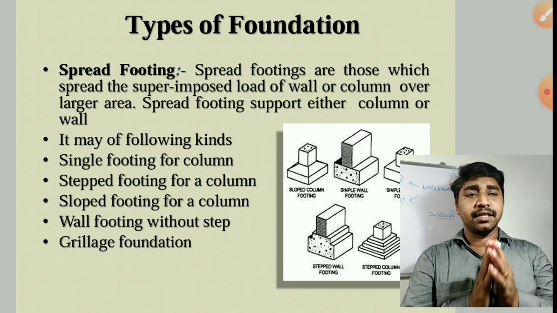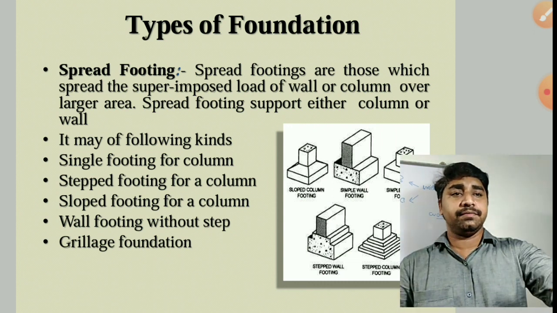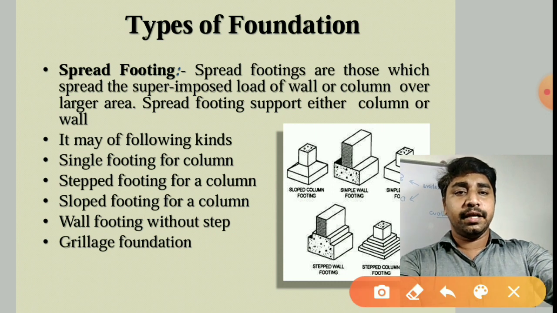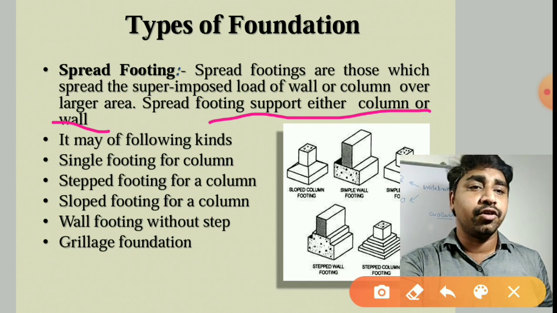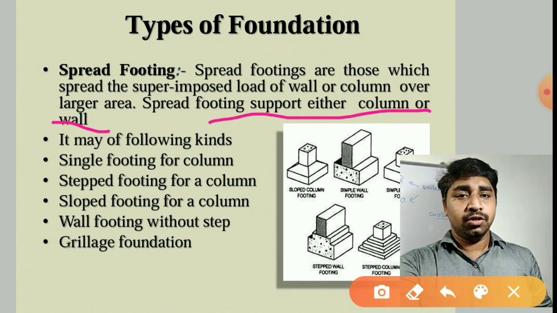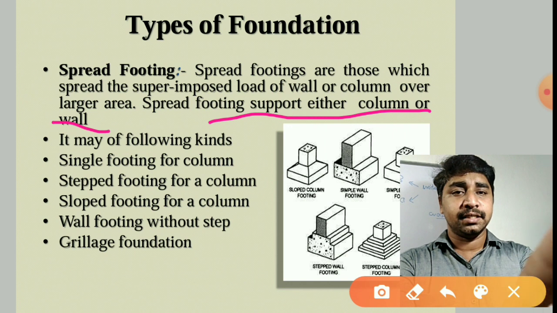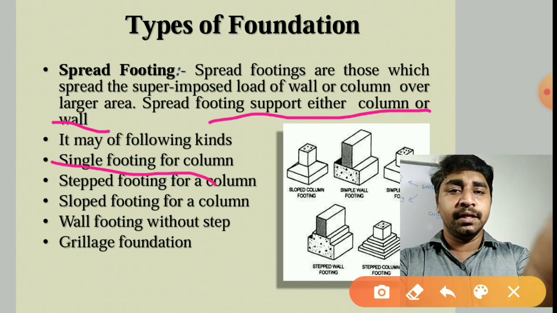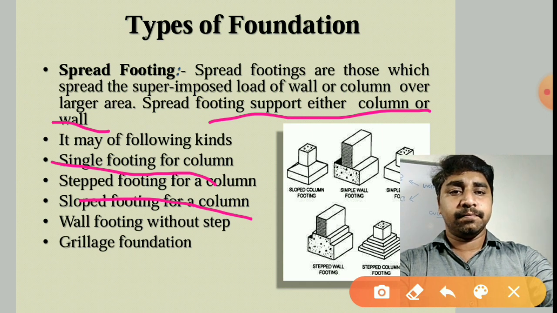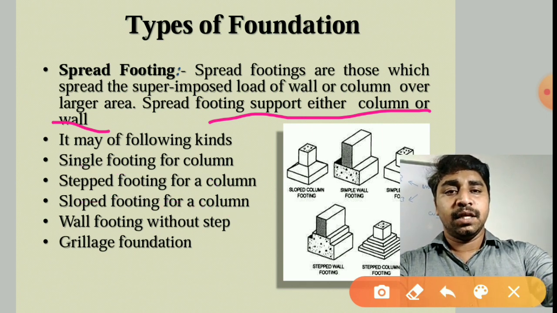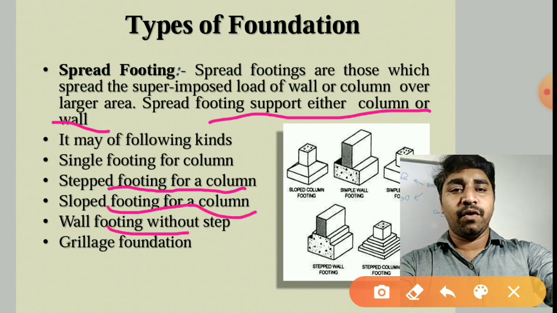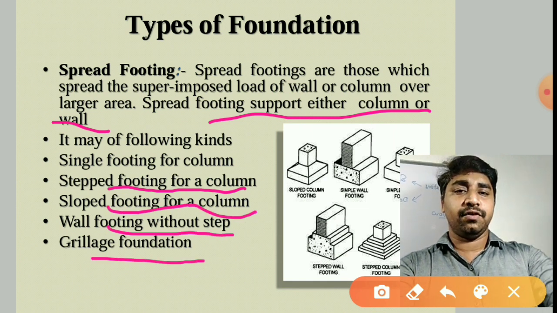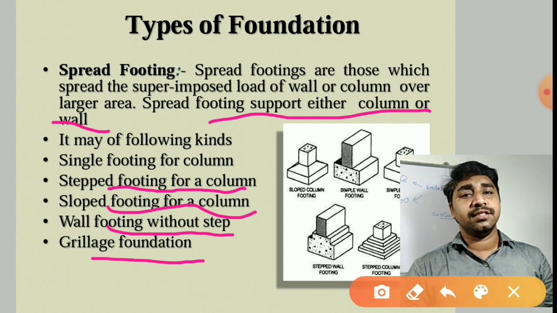The spread footing can support either a column or a wall. It is capable of supporting columns as well as walls. In both cases we are going to use spread footings. So there are many types of spread footings: single footing for column, stepped footing for column, sloped column footing, wall footing, stepped wall footing, grillage foundation. All these are different kinds of spread footings.